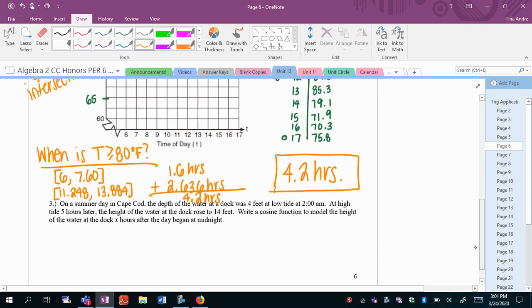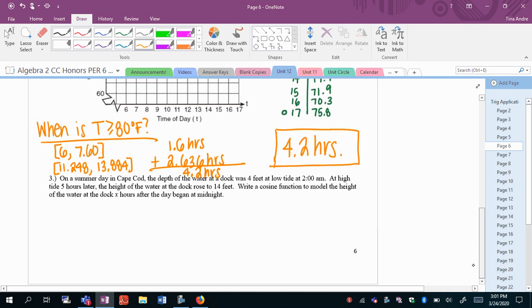So the last question here, so that last one was kind of long. I feel like that was an old Regents question too, probably, a larger point value Regents question. This last one though is another scenario with talking about low tide and high tide. So on a summer day in Cape Cod, the depth of the water at a dock was 4 feet at low tide. And at high tide, 5 hours later, the height of the water rose to 14 feet.